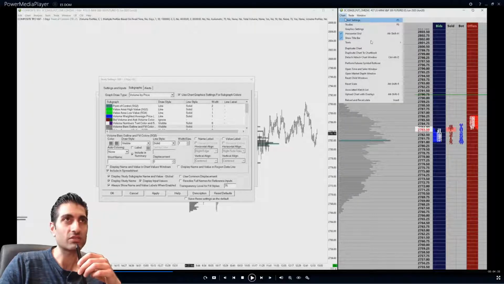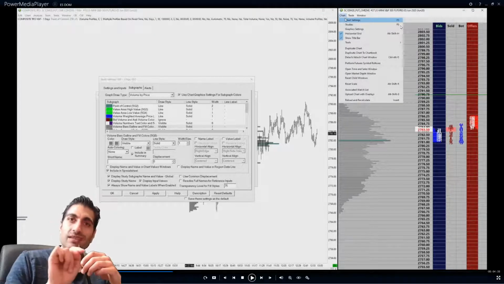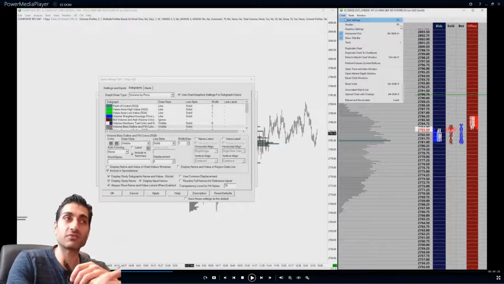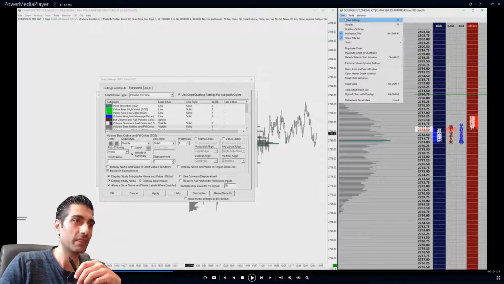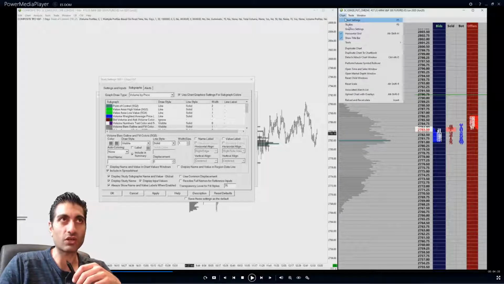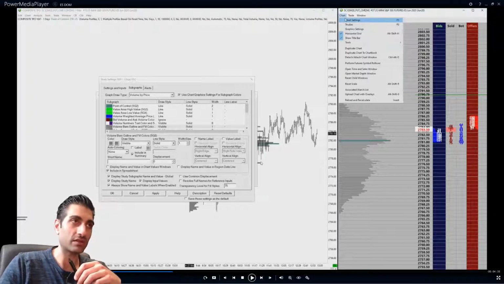Yeah, can you see it there? Studies, F6. So before I had the shortcut, I was pressing F6, as I said before. That's why. So studies is F6, okay? That's what you need to press. Or you can go in there, chart studies, to get the study section up.